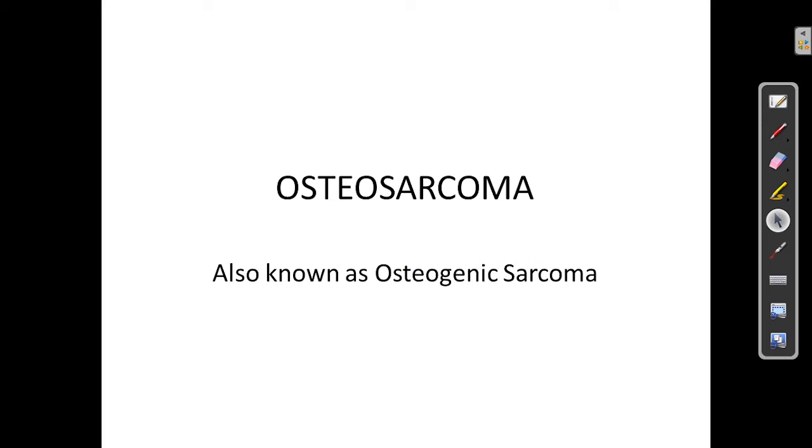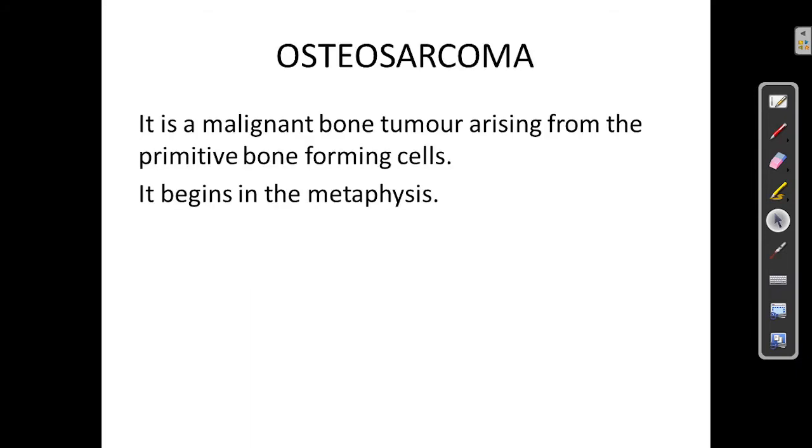In today's discussion, we will learn about osteosarcoma, also known as osteogenic sarcoma. What is osteosarcoma? It is a malignant bone tumor arising from the primitive bone forming cells. It begins in the metaphysis.